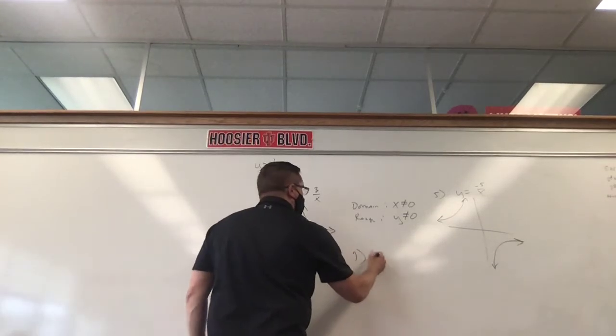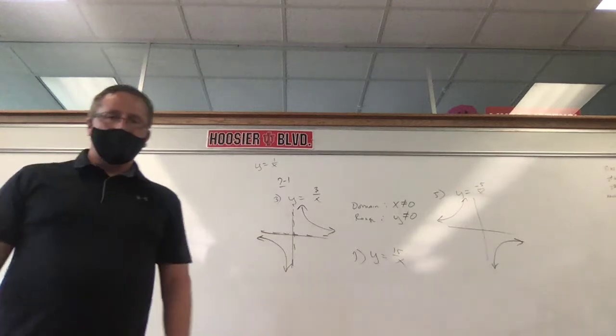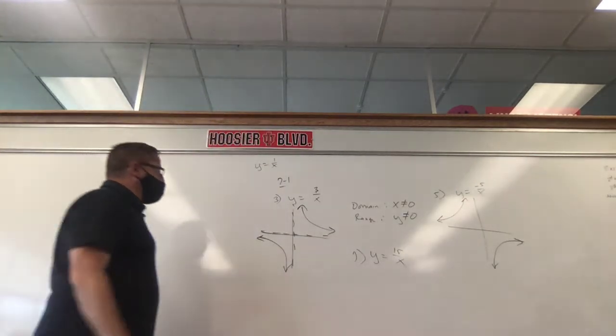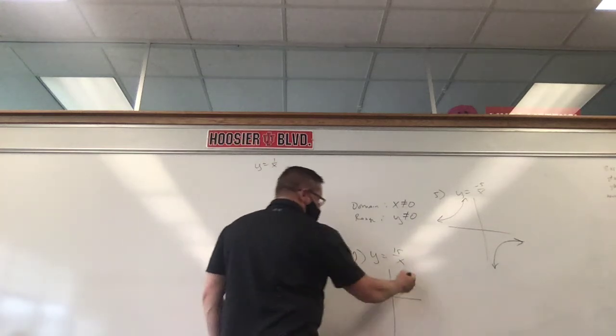Number 7, y equals 15 over x. Okay? So, which one's this one? 1 and 3 or 2 and 4 again? 1 and 3. 1 and 3, why? It's positive.